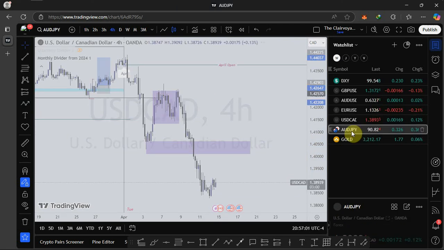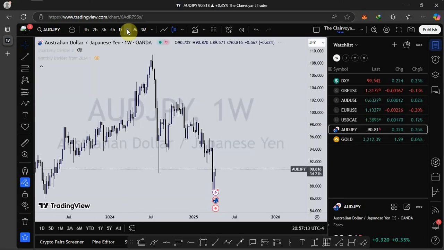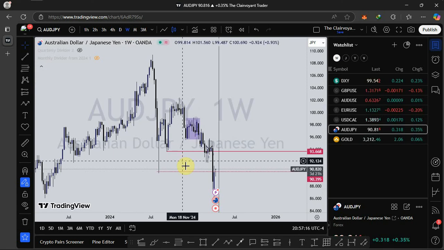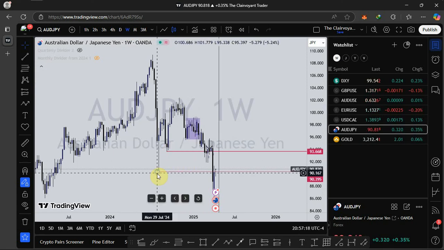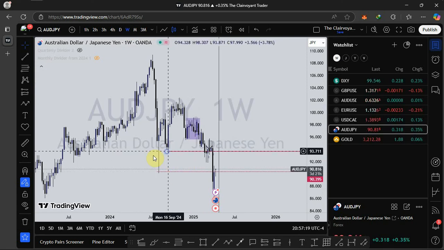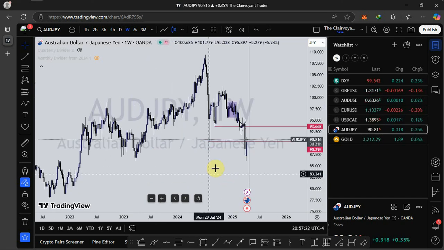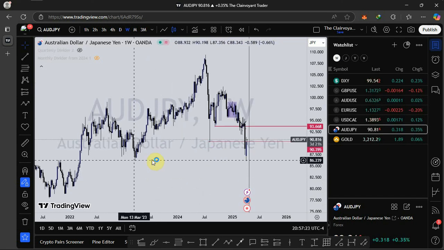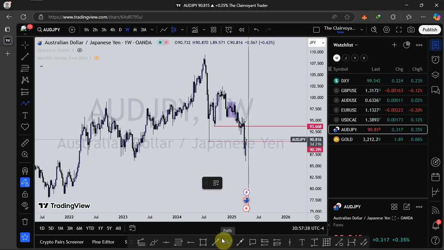Let's look at what is happening on AUD JPY. For AUD JPY, I'm expecting price to push up. We've seen price push down and take out all these lows right here. Let's switch to the weekly time frame. Taking out this low, took out this low, also taking out this low. So I'll expect to see price push up.